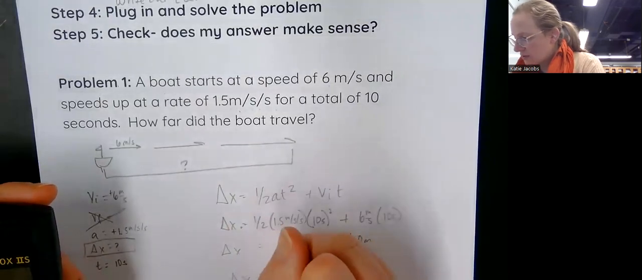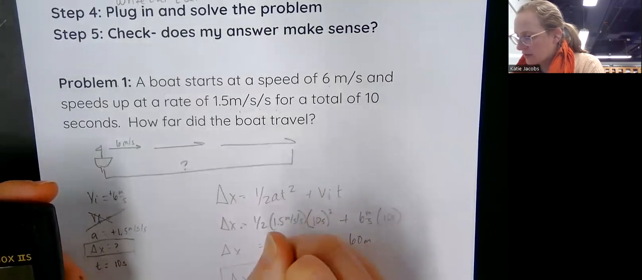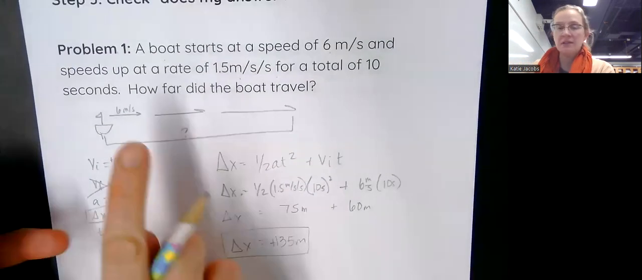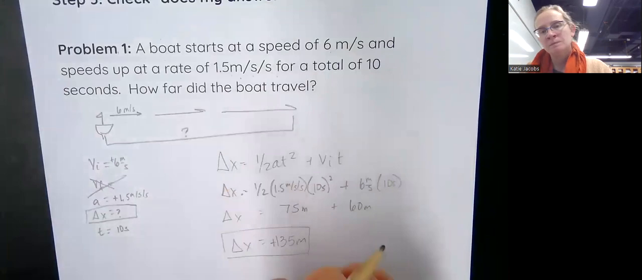The answer is 135 meters. I asked myself, does that make sense? I got a positive answer. And that makes sense because if it's moving in the positive direction, I should be moving positive meters to the right.